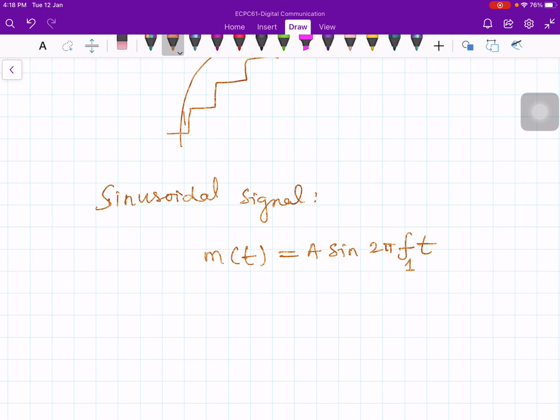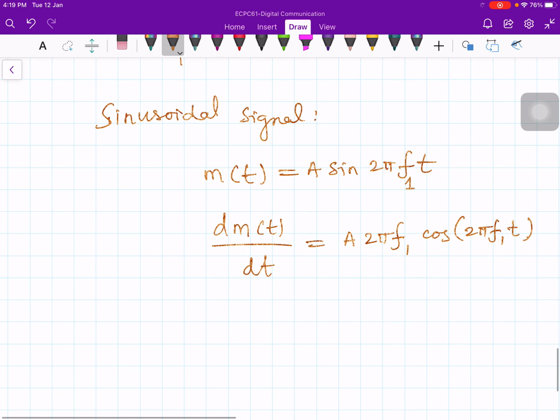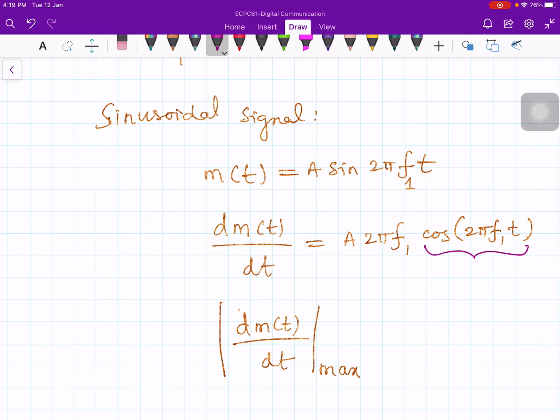Now take the derivative of this to get the slope: d m(t)/dt is equal to A times 2 pi f1 times cos(2 pi f1 t). Now what is the maximum slope that one can obtain? You take the maximum value, and we know that the maximum value of cosine is equal to 1. Therefore the maximum slope is 2 pi A f1. So that is the maximum slope that one can get from the sinusoidal signal.